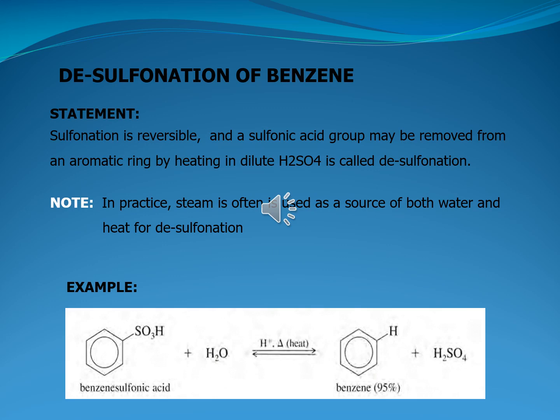Desulfonation of benzene. Sulfonation is reversible and a sulfonic acid group may be removed from an aromatic ring by heating in dilute sulfuric acid, generally called desulfonation. In practice, steam is often used as a source of both water and heat for desulfonation. You can see over here in the example, the benzene sulfonic acid is treated with dilute sulfuric acid. In the presence of mild heating, we can obtain the benzene molecule again, at 95%, with the removal of sulfuric acid as a byproduct.